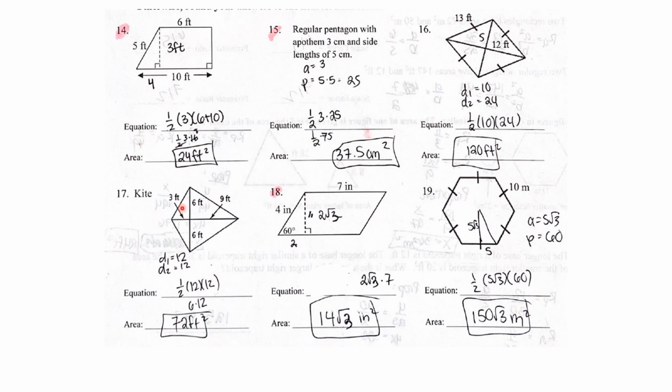On number 17, pretty straightforward, right? We have our 2 diagonals there. Plug it into the formula, you get 72 feet squared.